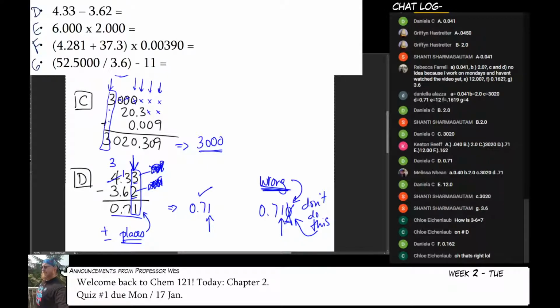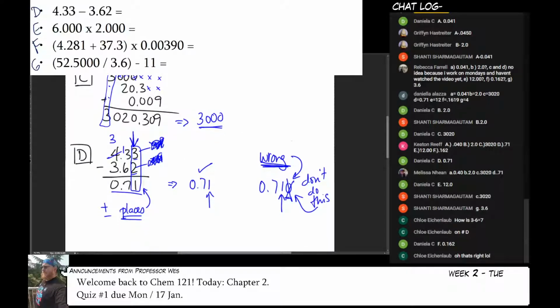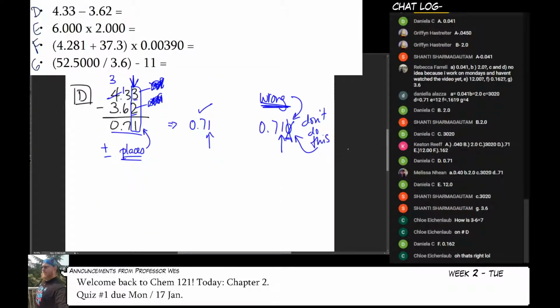Okay? Be very careful, because that is a super common mistake. Everybody's just counting sig figs, and they're like, oh, I don't think I have enough, I'll just tack on some zeros for the subtraction problem. And that is going to haunt you in one of the labs later on. So be careful. All right, let's look at E.